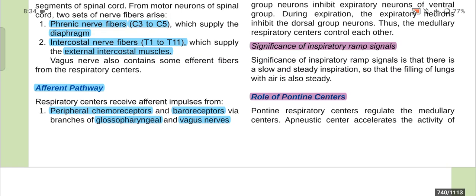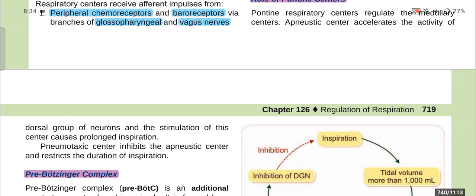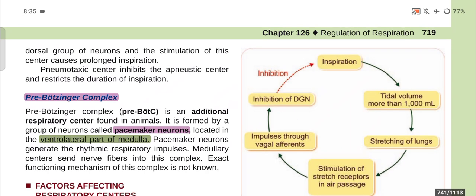In the previous part we discussed the role of the medullary center. Now we will learn about the role of the pontine center. Pontine respiratory centers regulate the medullary centers. The apneustic center accelerates the activity of the dorsal group of neurons, and stimulation of these neurons causes prolonged inspiration. The pneumotaxic center inhibits the apneustic center and restricts the duration of inspiration.